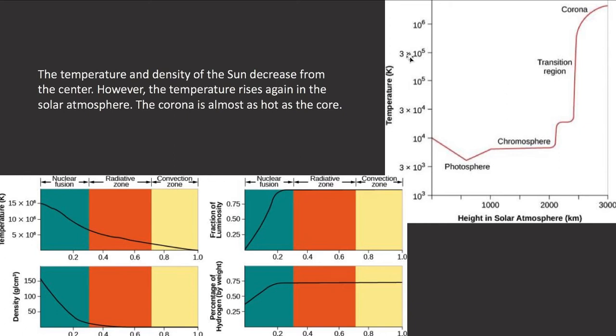Interestingly, what happens with the temperature in the corona, in the outer atmosphere of the sun, is that it heats back up. So let's look at the scale here. The corona is 10^6 Kelvin, which is 1,000,000 Kelvin. The core is 15 million Kelvin. So the corona is actually almost as hot as the core of the sun and much hotter than the radiative zone and the convection zone.